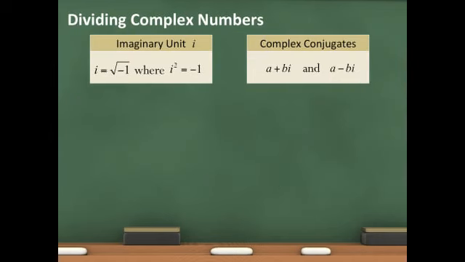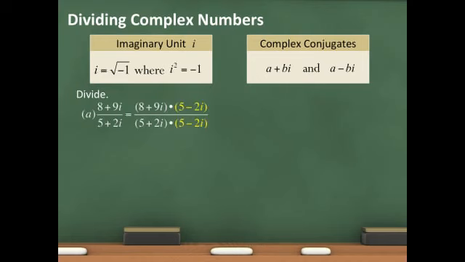When dividing complex numbers, we need to eliminate the i in the denominator. We use conjugates in a process similar to rationalizing a denominator to do this. Let's look at some examples. In part A, we have the binomial 8 plus 9i divided by the binomial 5 plus 2i. We multiply both the numerator and denominator by the conjugate 5 minus 2i.